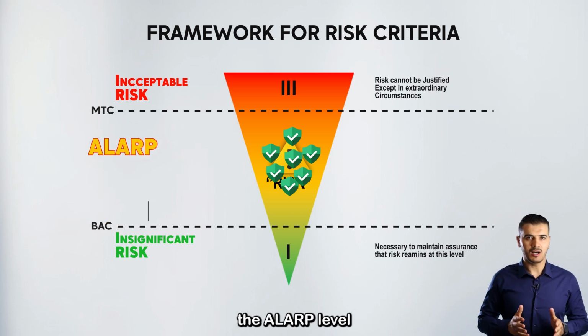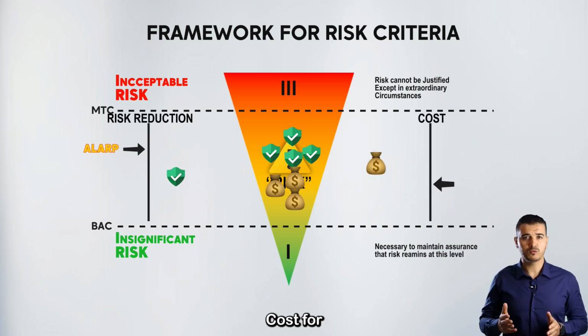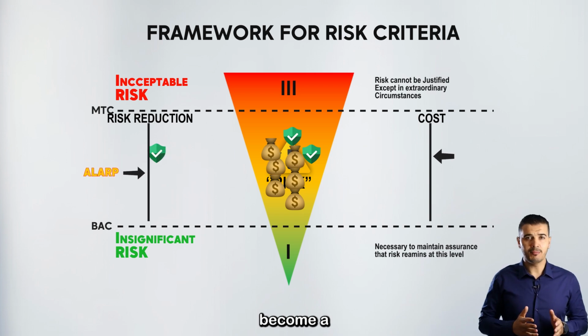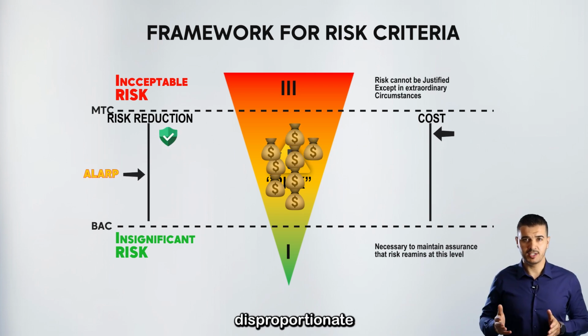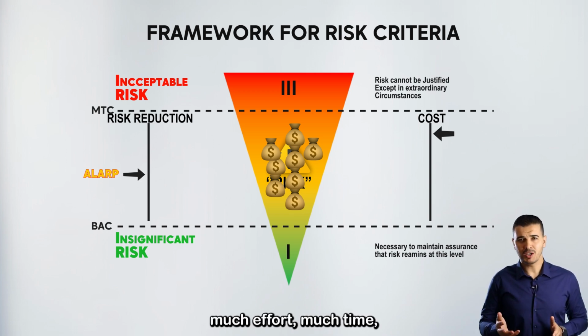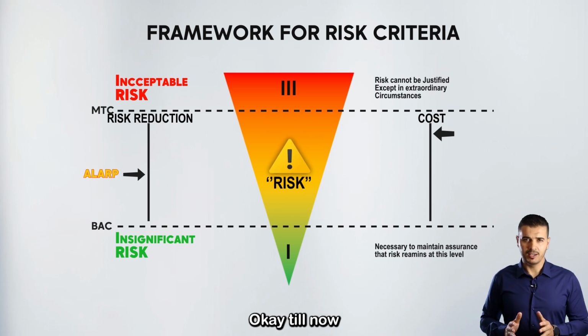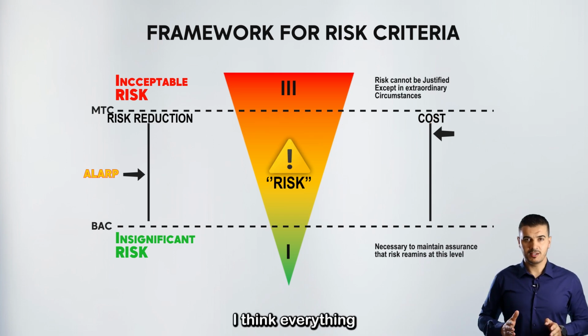How can we reach the ALARP level? When we find that the time, effort, and cost for further measures become unreasonably disproportionate to the additional risk reduction obtained. Simply put, when we find that we put in much effort, much time, much cost for small results. Okay. Till now, I think everything is clear.